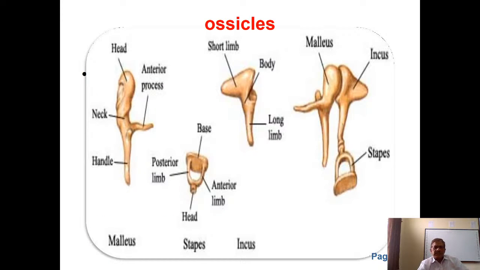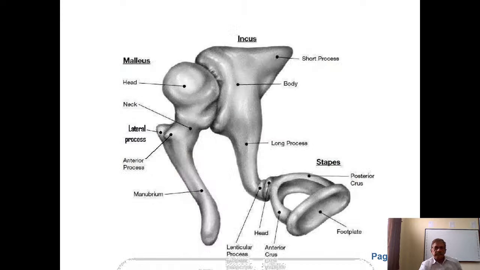And these are the ossicles. The various parts have been described here. That is the malleus, incus, and stapes, how they are aligned there. This is another picture, a similar one.